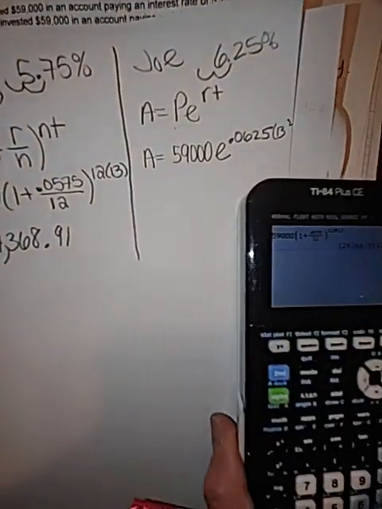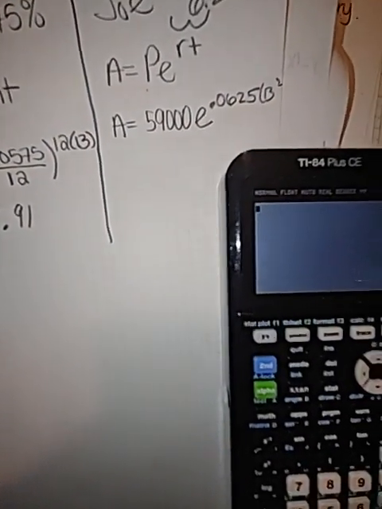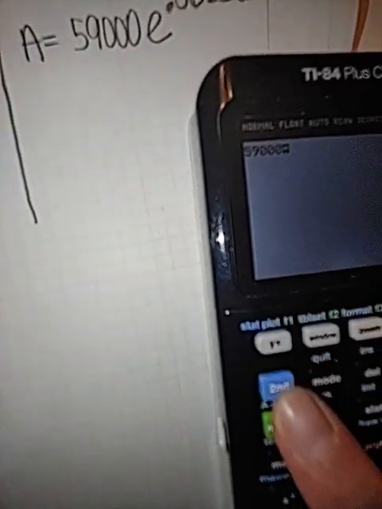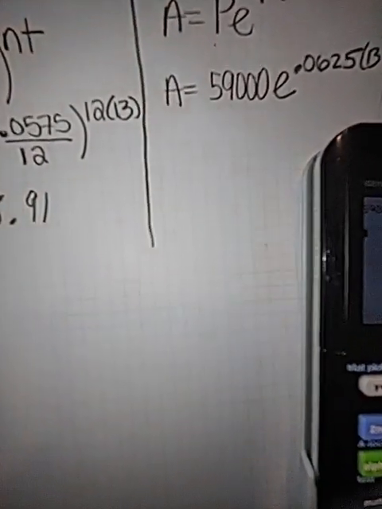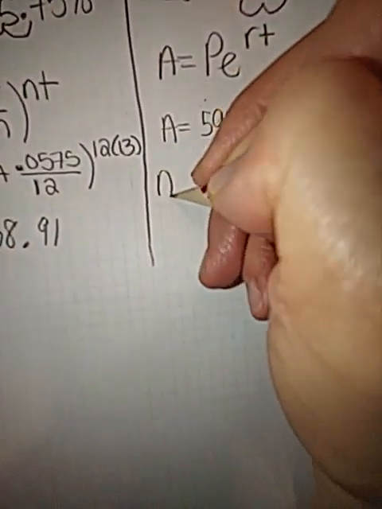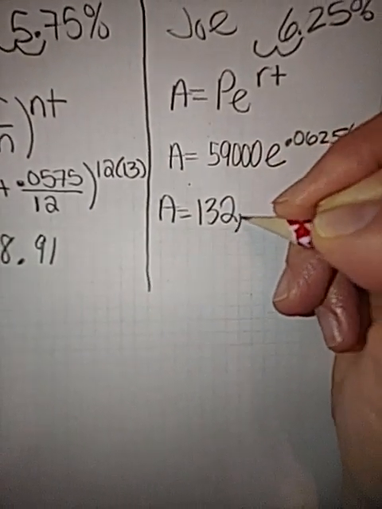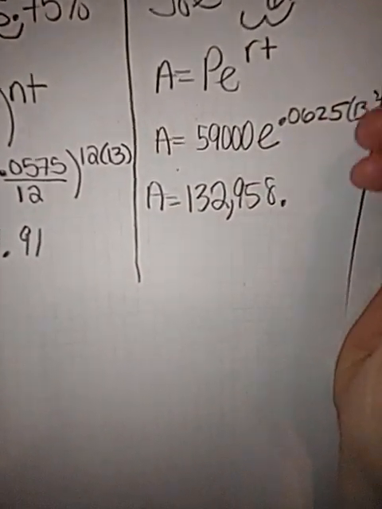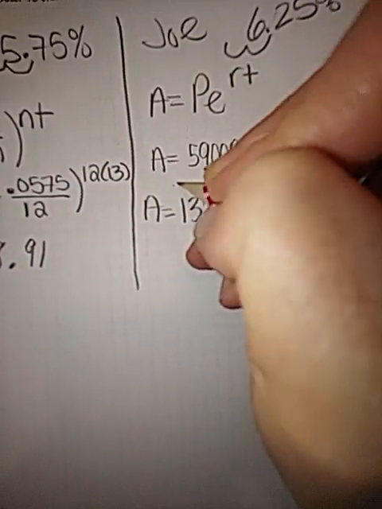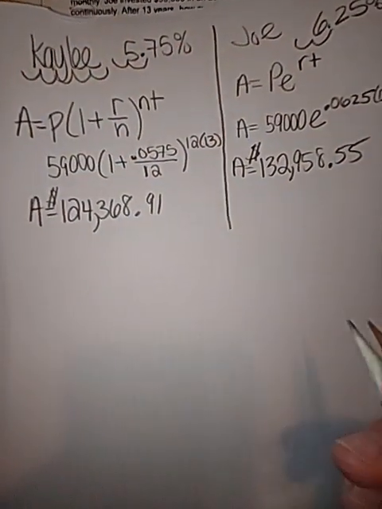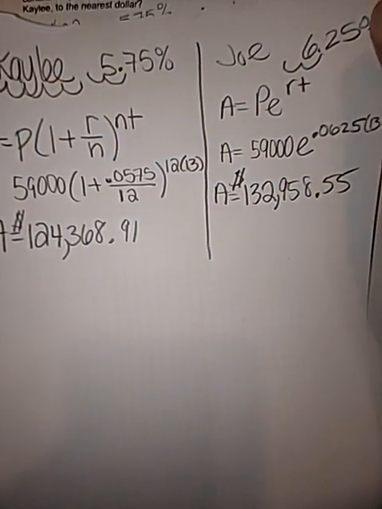All right, so now we're going to type that in. So we have 59,000 e, so second ln, 0.0625 times 13. All right, so after 13 years, Joe has $132,958.55. Okay, this question, if you remember, says how much more will Joe have?